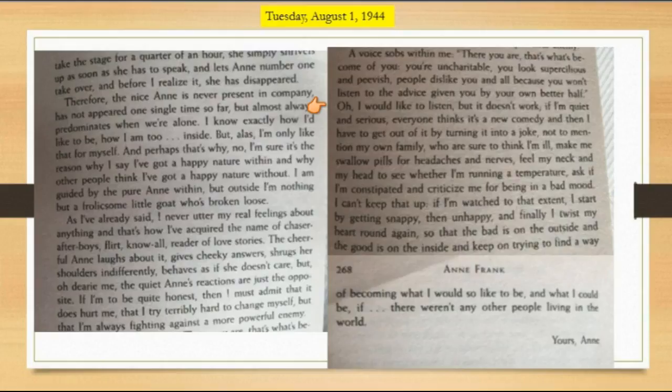If I'm watched to that extent, I start getting snappy, then unhappy, and finally I twist my heart round again so that the bad is on the outside and the good is on the inside. And I keep trying to find a way of becoming what I would like to, so like to be, and what I could be if there weren't any other people living in the world. Yours, Anne.